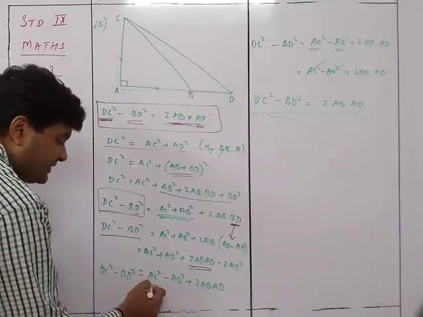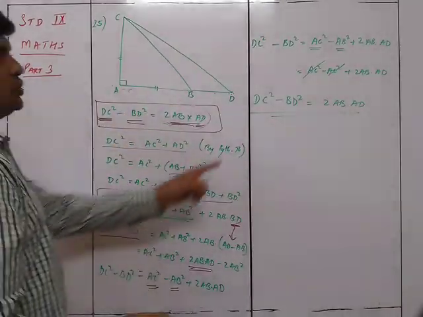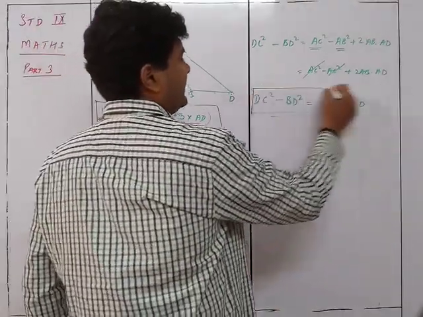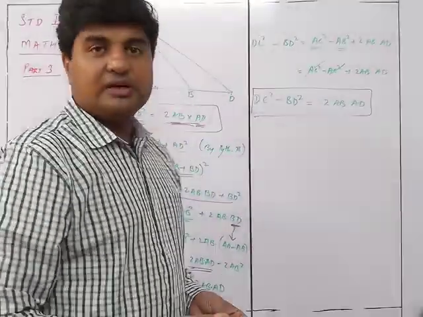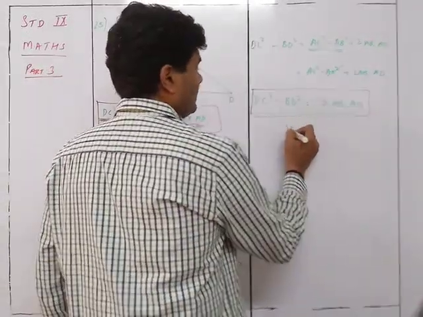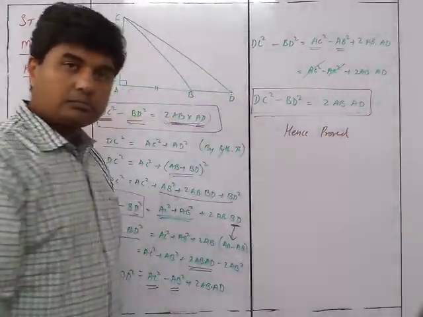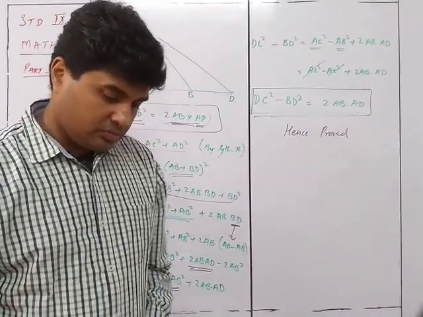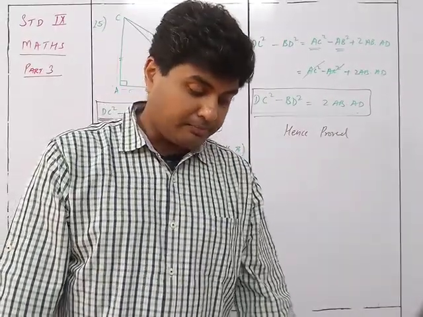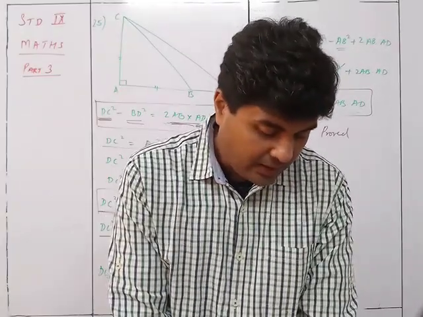Now I know that AC and AB are same because it is already given that they are equal. So automatically AC and AB get cancelled and finally you get this as the result of the answer. That is what is required. So it is hence proved. Got it? So this was the Pythagoras theorem. I completed the chapter Pythagoras theorem with this.